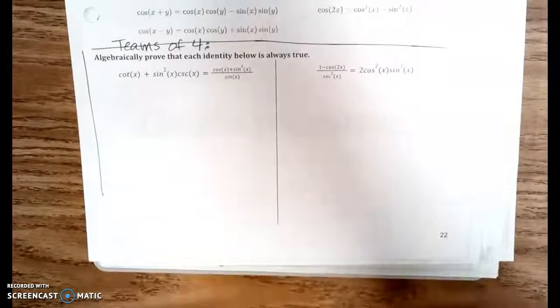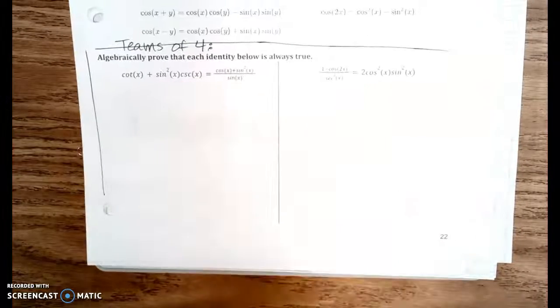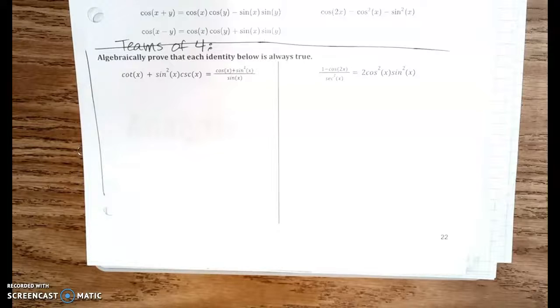In your team of 4, you're going to work on the 2 problems together at the bottom of page 22. And then there's a worksheet for you to work on when you're done.